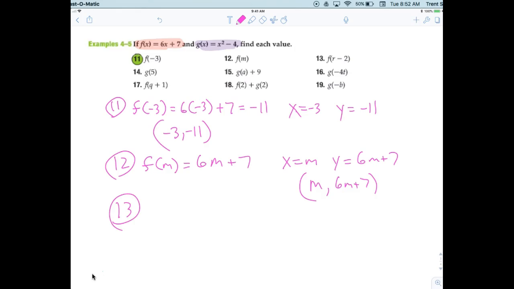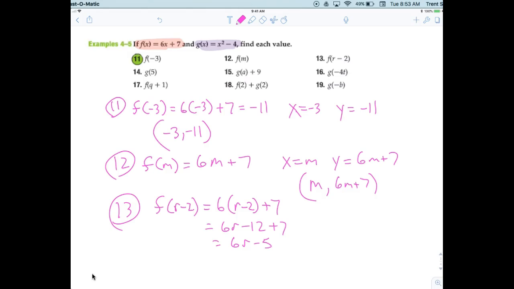Uh-oh. 13. F of r minus 2. So somebody please tell me what I'm supposed to do with r minus 2. Plug it into the x. So I want everybody to write f of r minus 2 is equal to 6 times (r minus 2) plus 7. Now we have to clean it up, so you have to distribute. When you distribute, you get 6r minus 12 plus 7. So final answer, 6r minus 5. Beautiful. That's exactly correct.